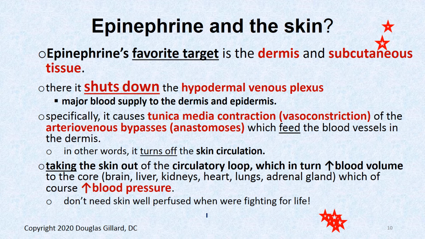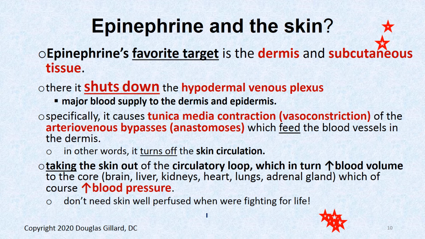That's why people in shock are cold and clammy, because sympathetics stimulate the sweat glands, so they get cold, clammy, and sweaty when sympathetics are raging. But yeah, why need the skin? We'll save that blood for the brain and the kidneys and the heart.